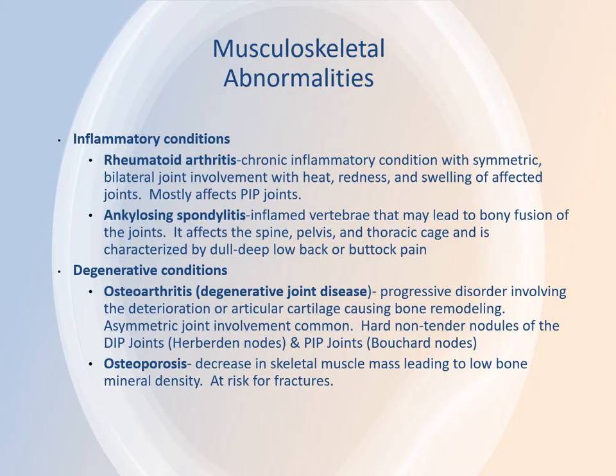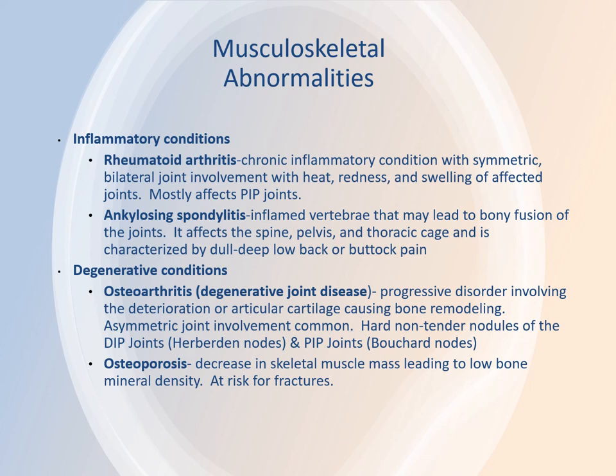I want you to know the difference between inflammatory and degenerative conditions. Rheumatoid arthritis is a chronic inflammatory condition with mostly symmetrical bilateral joint involvement. Symptoms may also include heat, redness, and edema. Rheumatoid arthritis mostly affects the PIP joints. Ankylosing spondylitis is the inflammation of vertebrae that may lead to bony fusion of the joints. It may affect the spine, pelvis, and thoracic cage. It is characterized by a dull, deep pain in the low back or buttocks.